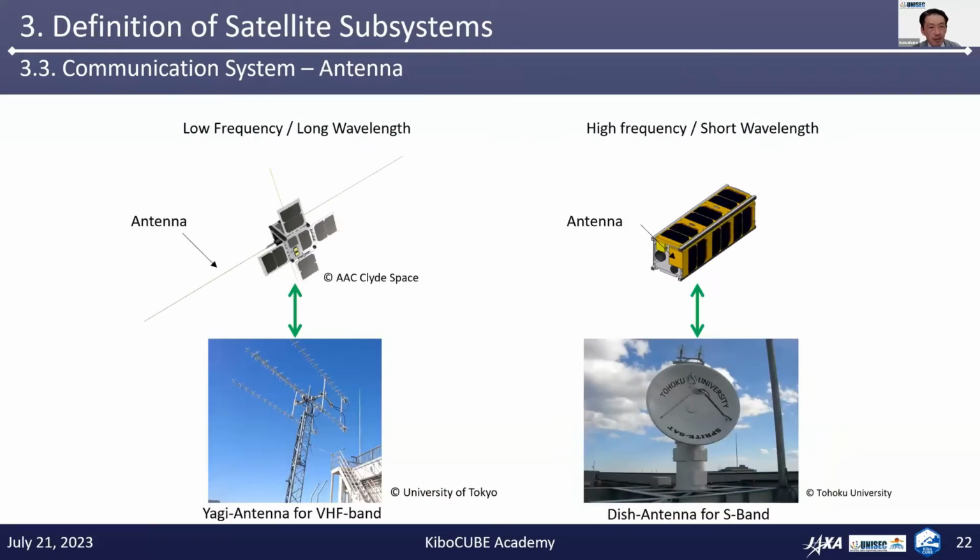The communication system also requires an onboard antenna. Low frequency radio waves, that is, longer wavelength radio waves, require a larger antenna. VHF and UHF frequency bands are widely used for CubeSats, and they require an antenna with larger dimensions. High frequency bands such as S-band and X-band, which are also used for high-speed communication for CubeSats, require a smaller antenna. It is often the case that a Yagi type antenna is used for the low frequency band, and dish type antennas are used for high frequency bands for the ground station, as illustrated in this figure.